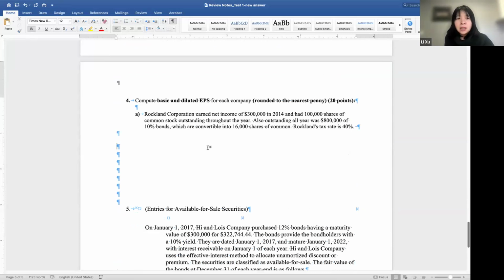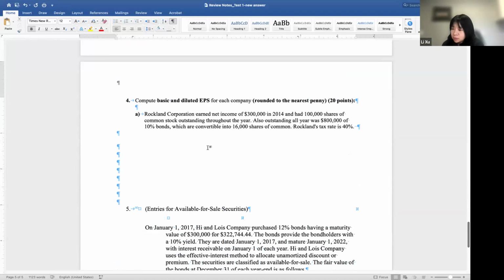Okay, all right, let's take a look at question number 4. Question number 4: just calculate the basic and diluted earnings per share for each company. When you calculate the earnings per share, even if I do not ask you for the basic, you should always start with the basic earnings per share before you calculate the diluted earnings per share.